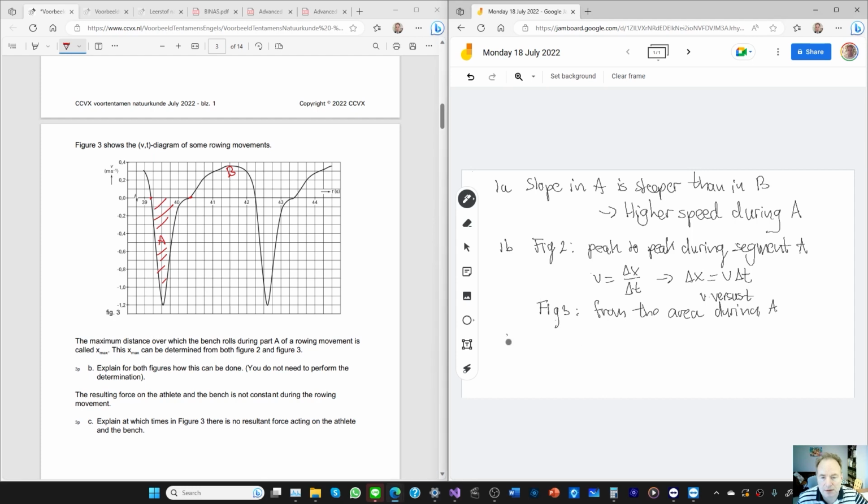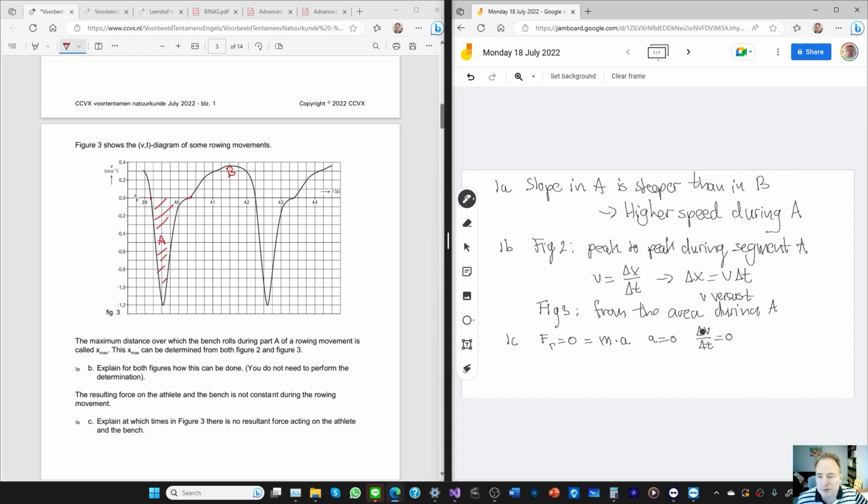Okay. Well, so no resulting force. Now, given that this is the mass of the bench and the athlete together times the acceleration, that means that this happens when a is equal to 0, which means that delta v divided by delta t is 0.